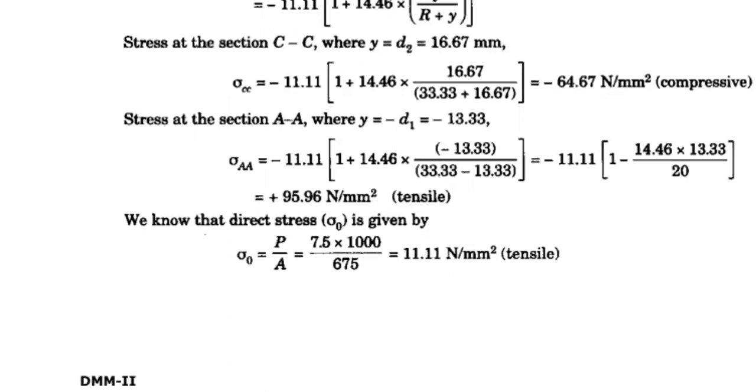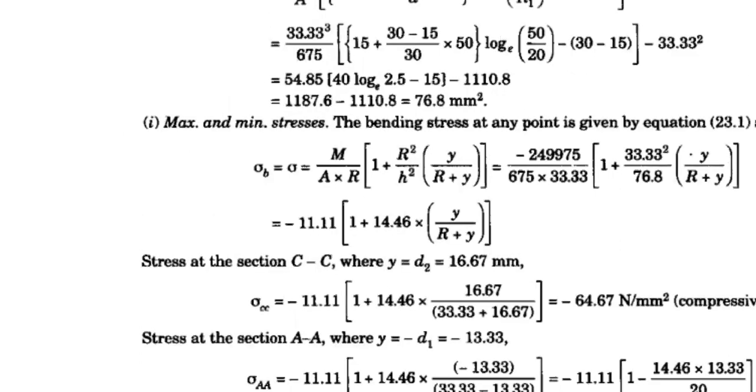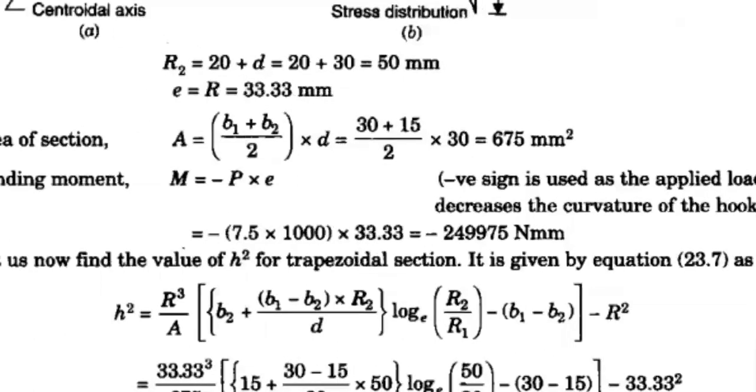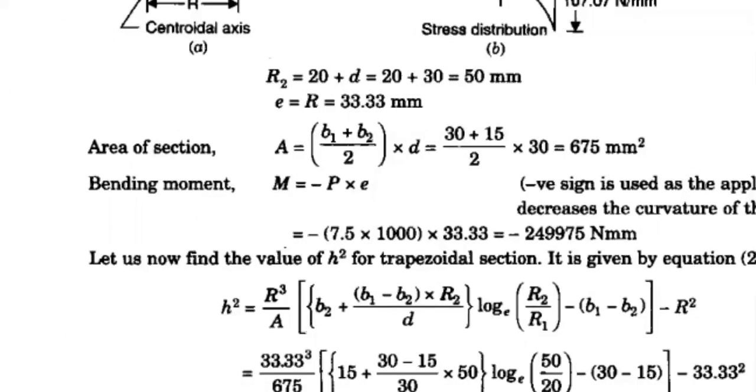Direct stress value means you have the external loading condition, P by A. A means the area of the cross section here. While calculating the area of cross section, please go back to your formula for area of section here: A equal to (B1 plus B2) by 2 into D. So that is the direct formula you have.